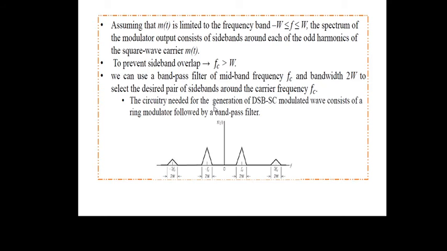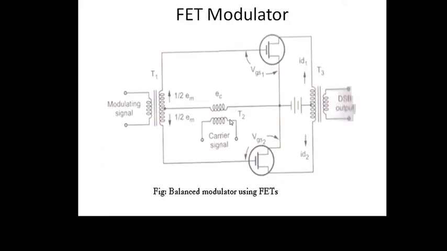The circuit for generation of a double sideband suppressed carrier modulated signal consists of a ring modulator followed by a band pass filter. The band pass filter is important to prevent the sideband overlap. Then we go to the generation of double sideband suppressed carrier by using an FET modulator.